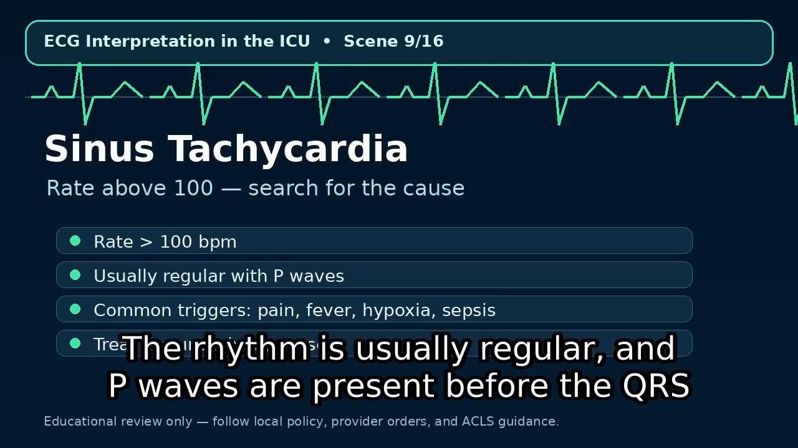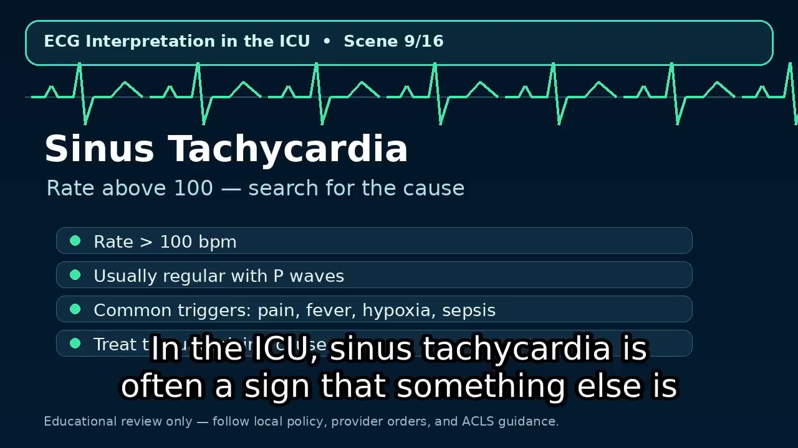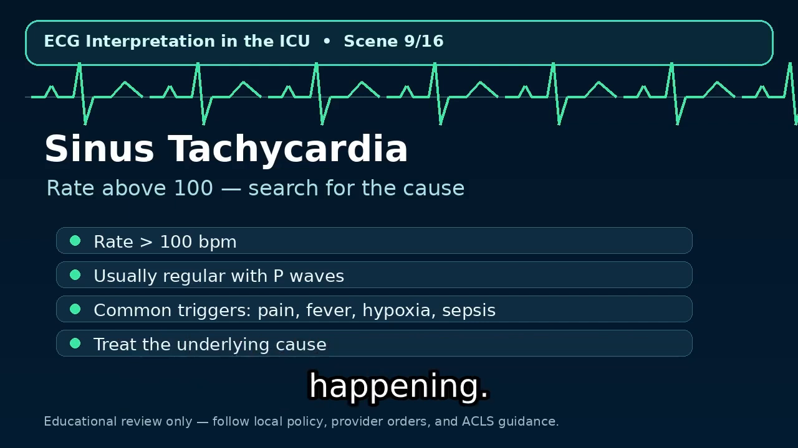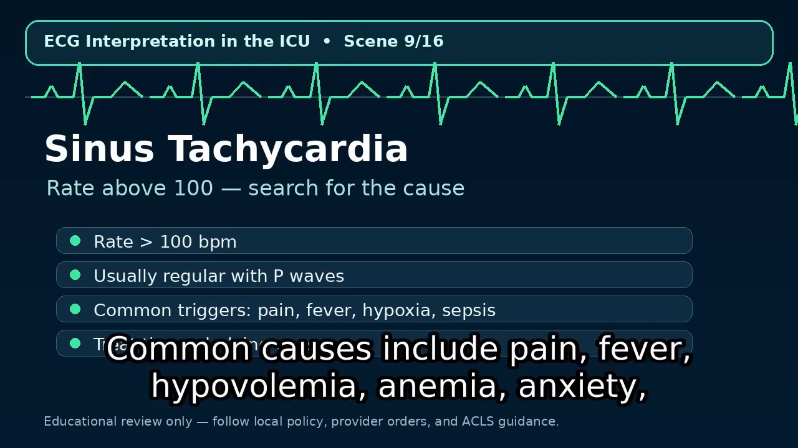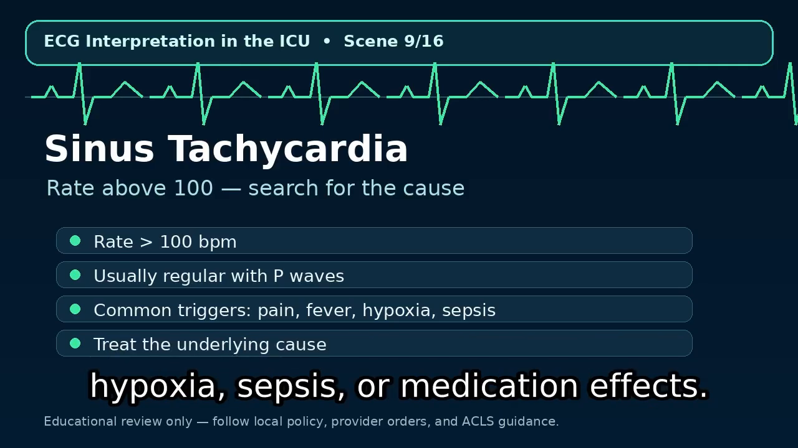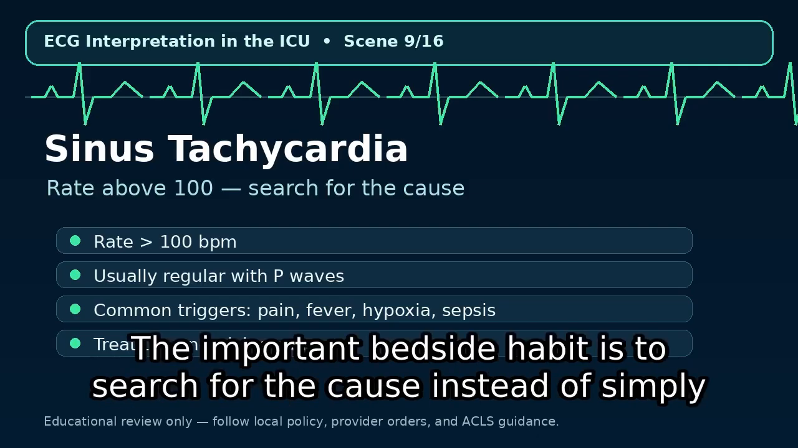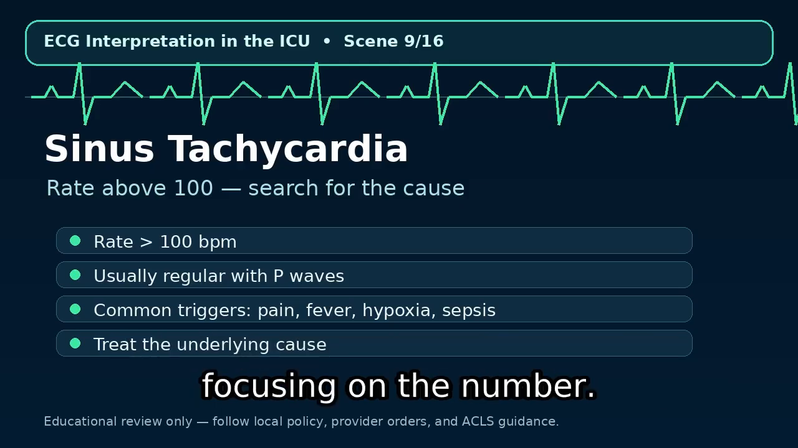The rhythm is usually regular and P waves are present before the QRS complexes. In the ICU, sinus tachycardia is often a sign that something else is happening. Common causes include pain, fever, hypovolemia, anemia, anxiety, hypoxia, sepsis, or medication effects. The important bedside habit is to search for the cause instead of simply focusing on the number.